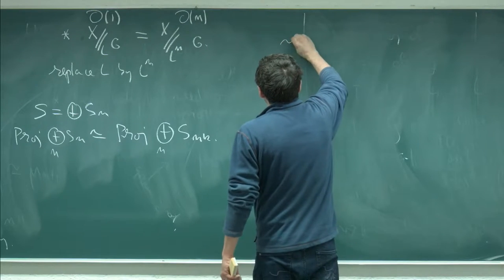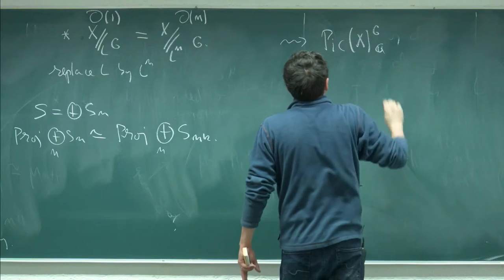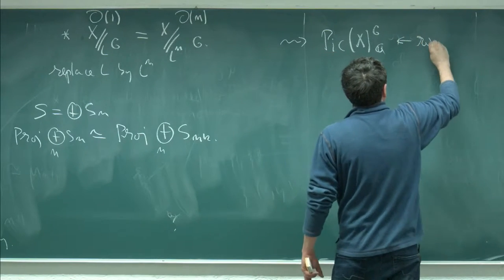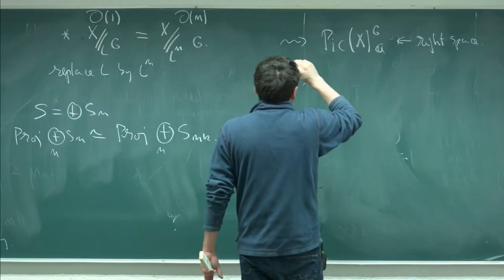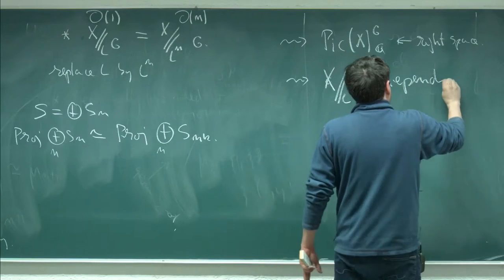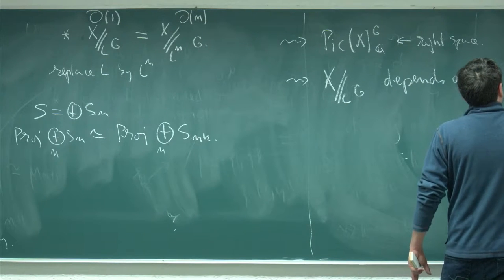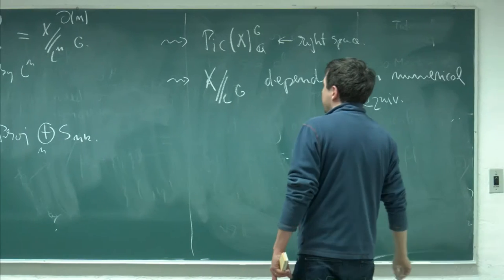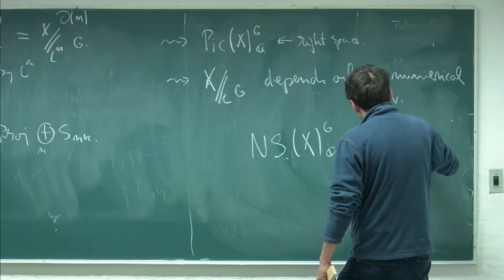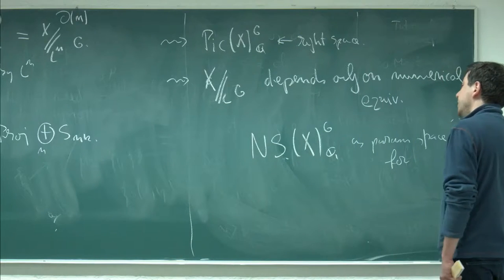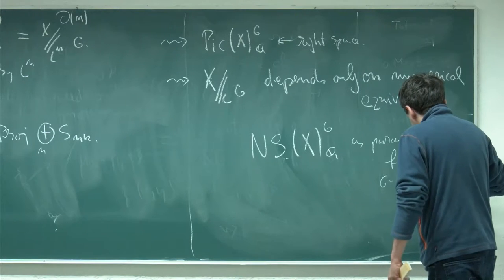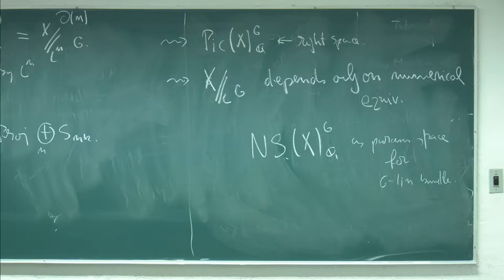Actually, more is true. So this tells me that I should look at Pic_G(X) with Q coefficients. I don't care about Z coefficients because I can always multiply it out. So this is the right space. Furthermore, it's not hard, but beyond the point of these lectures, X mod_L G depends only on numerical equivalence. So I should look instead of Pic at NS_G(X)_Q as the parameter space for G-linearized line bundles. I can look at Pic, but basically everything is captured in the Néron-Severi group.